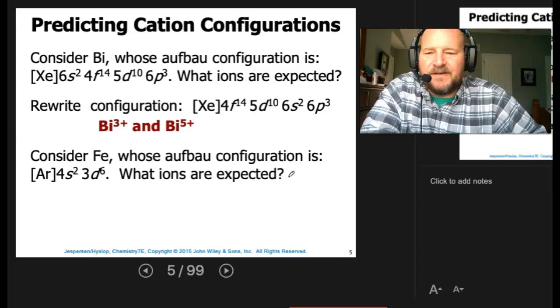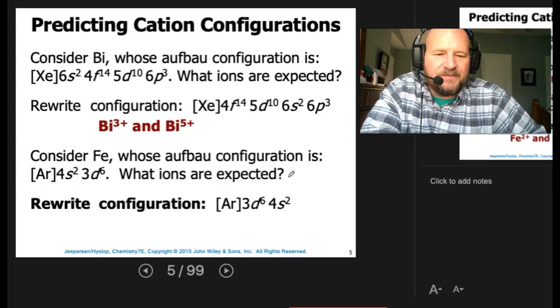All right. Consider iron, whose valence configuration is 4s2 3d6. What ions are expected? Again, if you rewrite the configuration, it makes sense. Fe2+ and Fe3+.